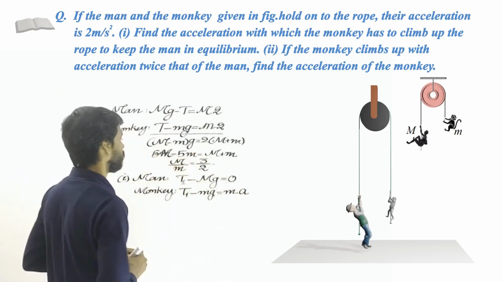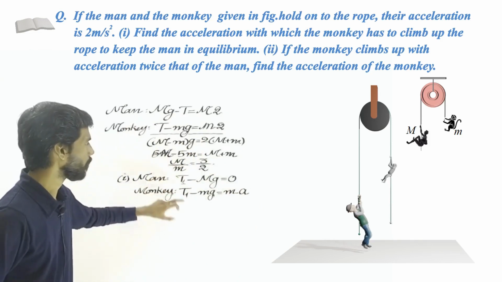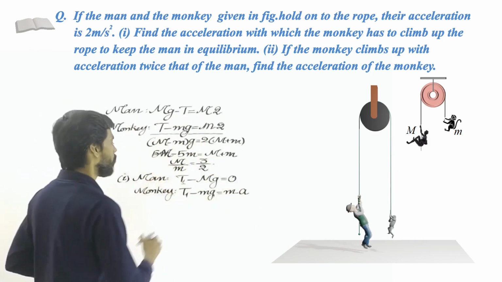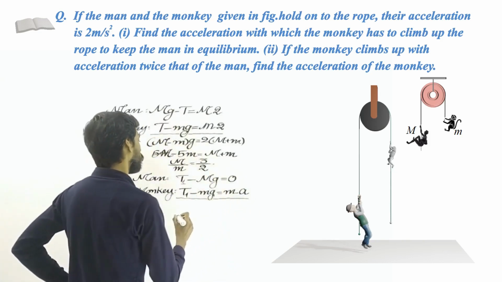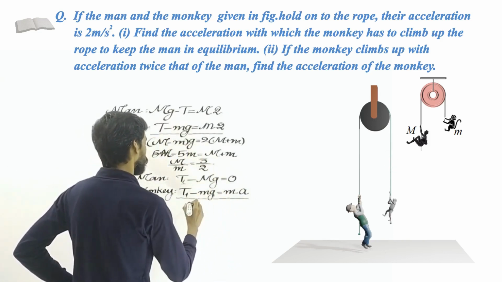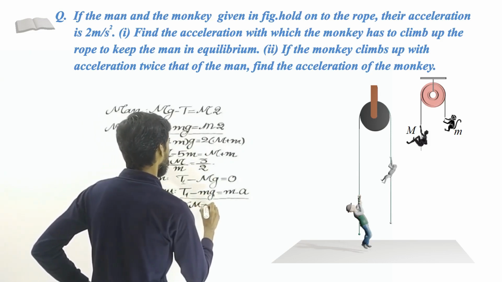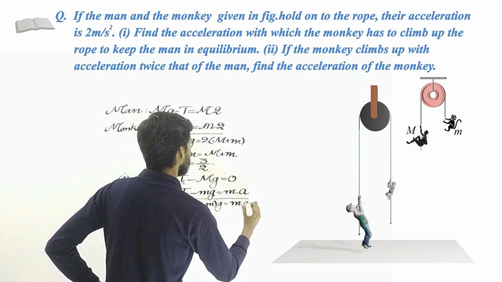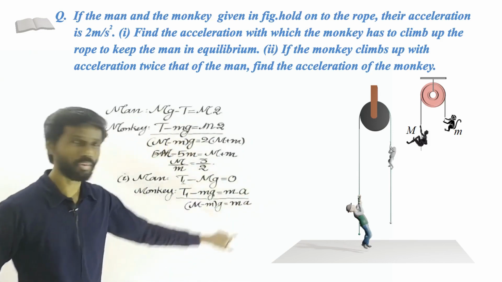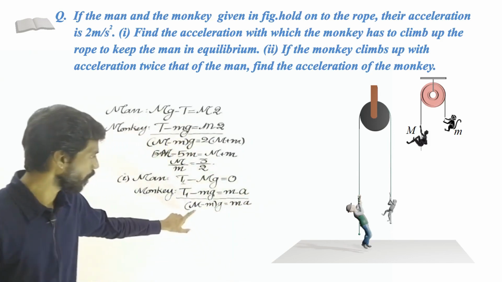Now we just subtract it. If you subtract it, will you get the value of a? So let us simplify this. So we get (M minus m) times g equals the mass times the acceleration. I think this should give you the value of the acceleration.